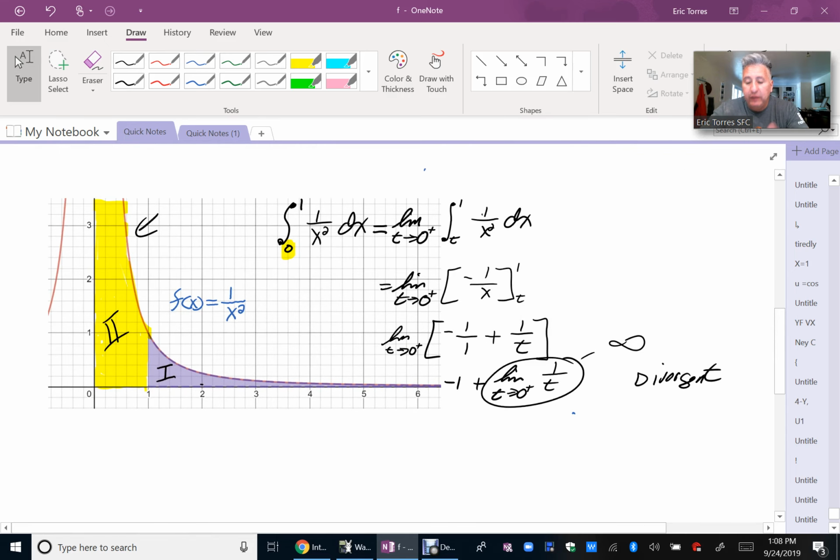Basically, the area for region 2 is infinity, but the area for region 1 we found earlier, I already forgot what it was, was it 1? But whatever the area was, we found it, so this is convergent, region 1, and region 2 is divergent. I'm going to post a couple more examples.